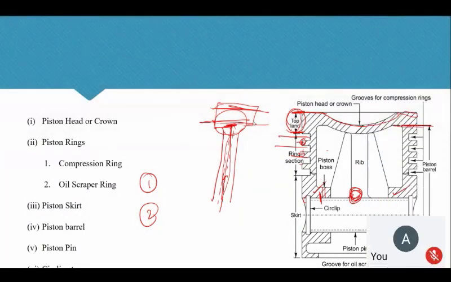Sir, if there is relative motion between the pin and the boss, sir, so there is no linear motion of the piston, so we are losing energy over there, na?